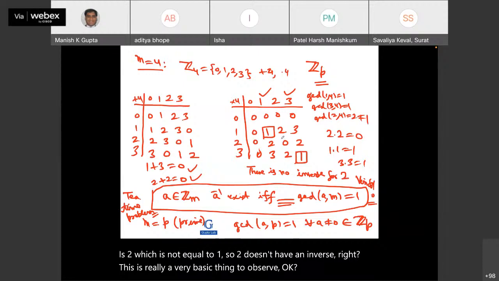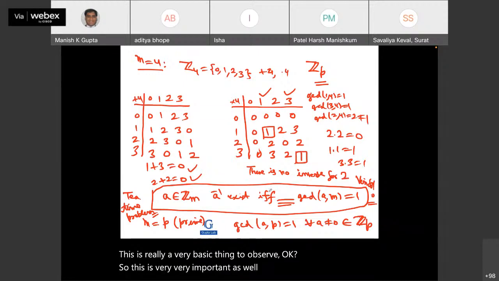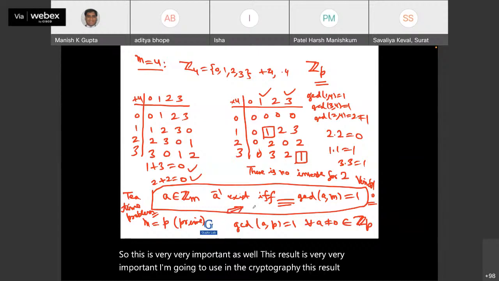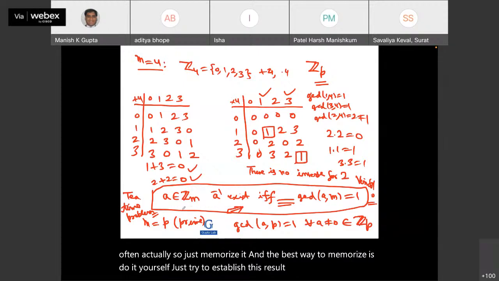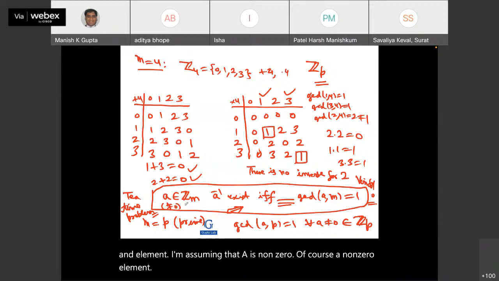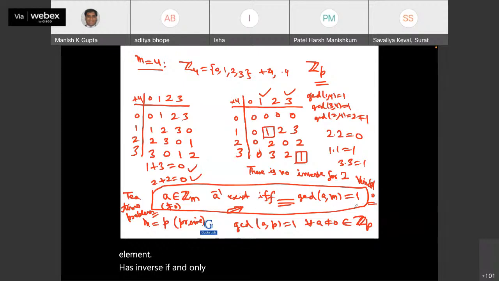So this result is very, very important. I am going to use it in cryptography quite often, so just memorize it, and the best way to memorize is to do it yourself. Just try to establish this result that in integer modulo M, a non-zero element A has an inverse if and only if GCD of A and M is 1. I am assuming that A is non-zero, of course.